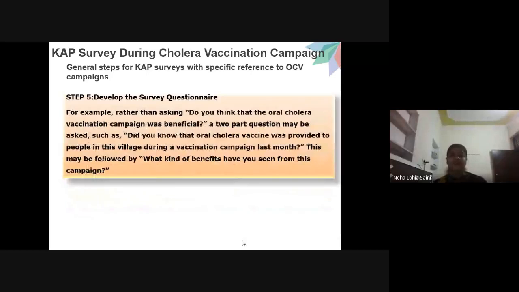So, for example, I'm just writing a question. Rather than asking, do you think that the oral cholera vaccination campaign was beneficial? So you can use a 2-part question. This is again a leading question. Okay, you have to have a neutral question. Did you know that oral cholera vaccine was provided to people in this village during a vaccination campaign last month? You are asking whether he knows that something happened here last month. After that, you can ask, what kind of benefits have you seen from this campaign?